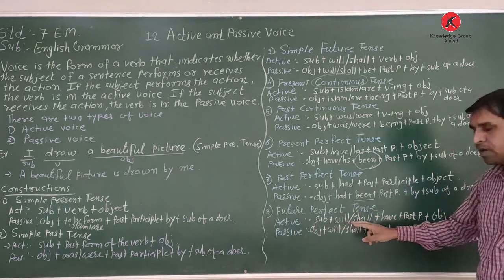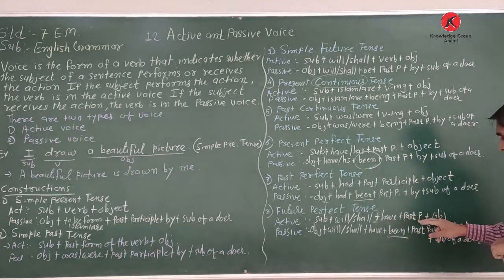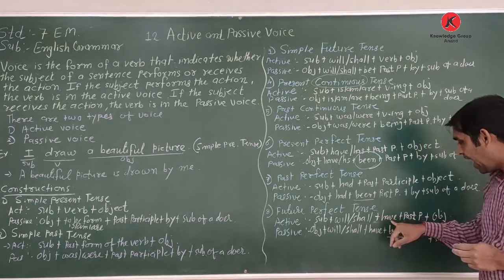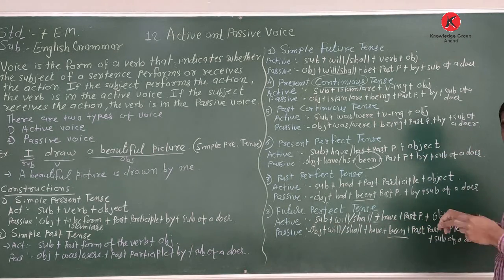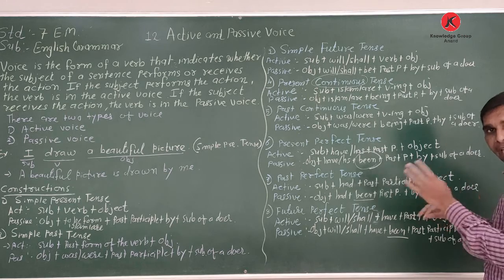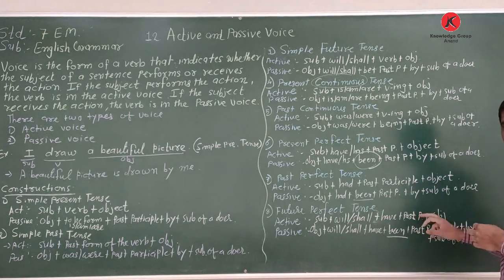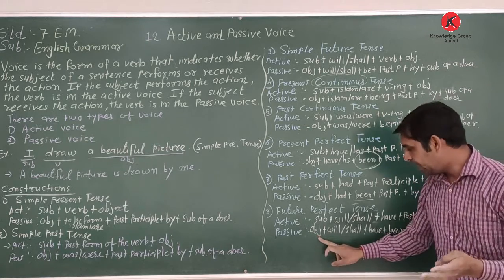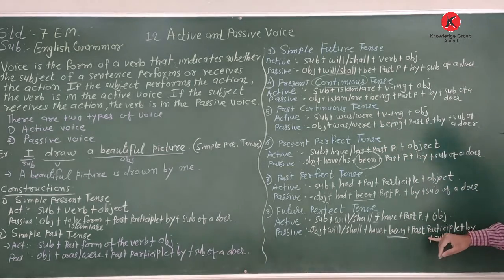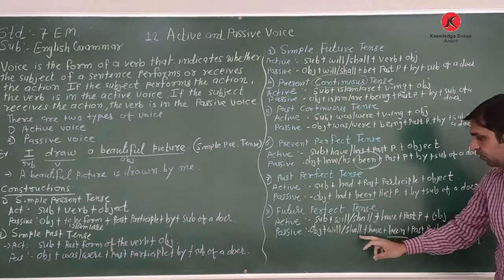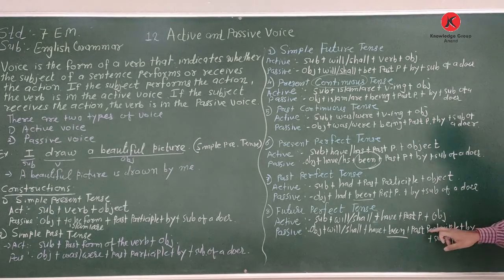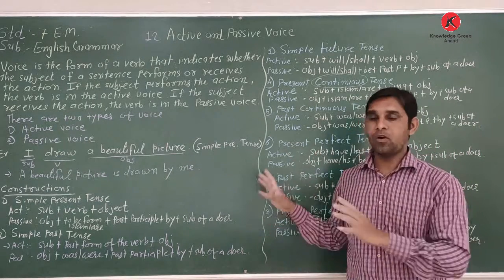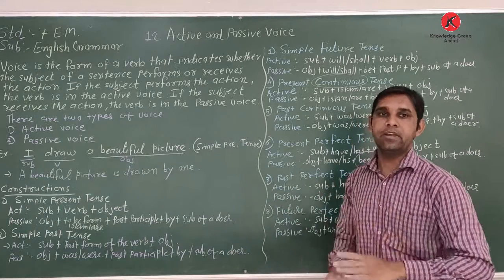Now comes to the last one, future perfect tense. See, the active construction is subject plus will/shall plus have plus past participle, then the object. I will have written a letter. In the passive, the object comes first: a letter will have been written by me. Object, will/shall, then have, then been, then past participle, then by, then the subject of the doer. So this is the construction of all the tenses which we can change from active into passive.